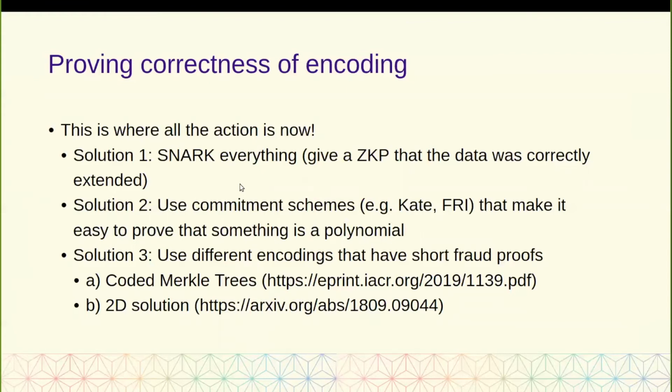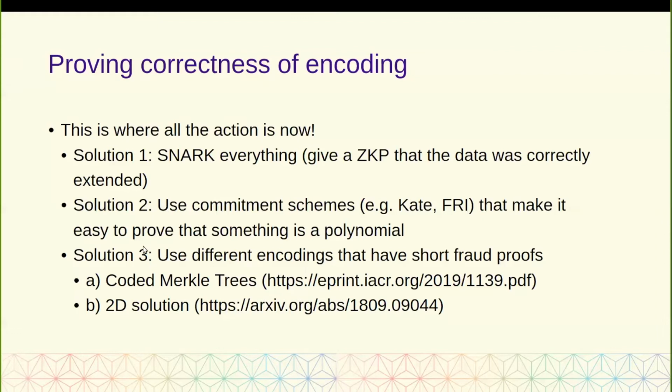Solution 2, which is somewhat more feasible, is that we just use the polynomial commitment schemes themselves to commit to the data as well. Then the part that it is a polynomial is kind of a given by the commitment scheme. The problem is that generating witnesses for data becomes somewhat more expensive, because proving something in Kate, for example, is a lot more expensive than giving a Merkle proof.